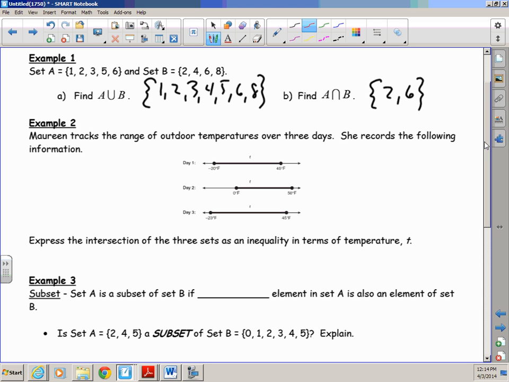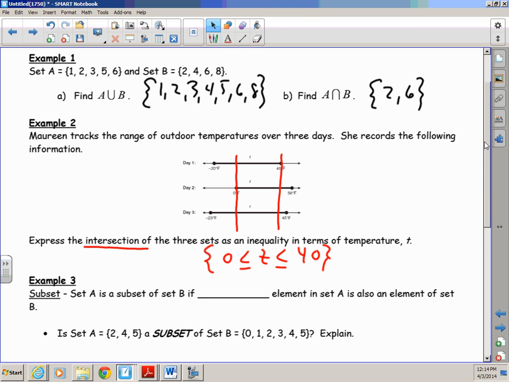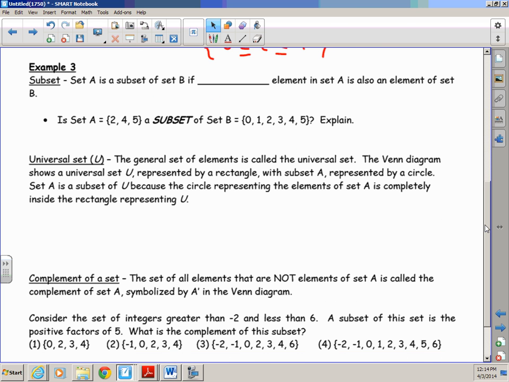All right, this is an old Regents question. I want it written as an inequality, the intersection. So where do all of these overlap? Well, what you want to do is go to where's the lowest where they all are at, which is 0. What's the highest that they all are at, which is 40. So the way I would write this is T is greater than or equal to 0, because they have the filled in circle, and less than or equal to 40. All right?